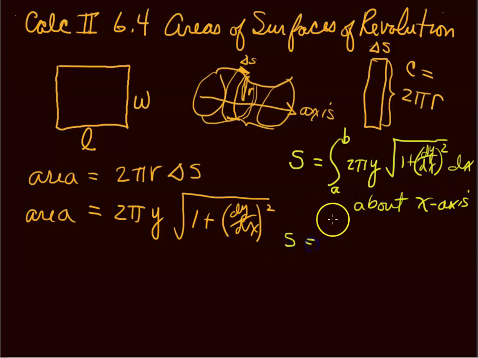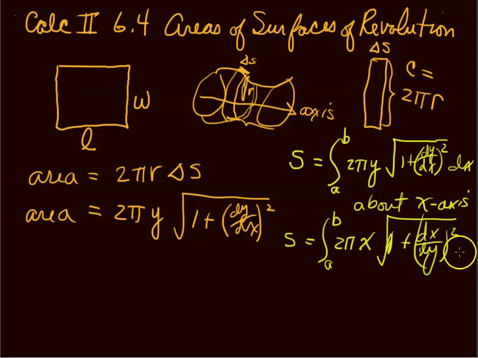If you revolve it around the y-axis, it's almost the same from a to b, but it's 2 pi x. Now if this makes sense, when you're revolving it around the x-axis, that y value is the radius. When you're revolving around the y-axis, the x value is the radius. And then we have to use our 1 plus dx dy squared dy. Because now we got the thickness vertically. This is about the y-axis.